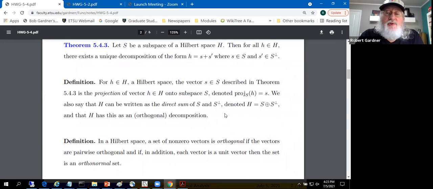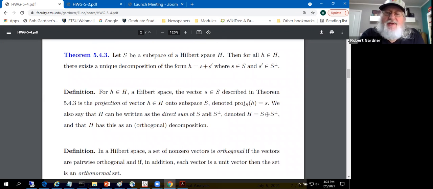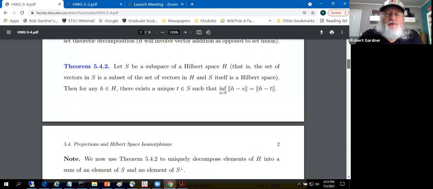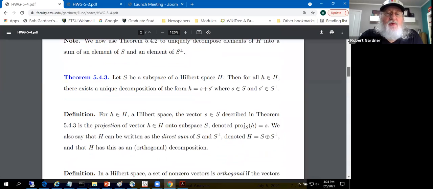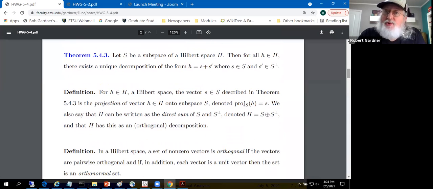This we use to define projection. So we're defining projections using these decompositions, and these decompositions are based on this infimum that we introduced somewhere upstairs. It's based on this idea here, which is commonly termed the distance from set S to vector H. So we found these nearest vectors when we were dealing with subspaces, and that's how we'll define projection.